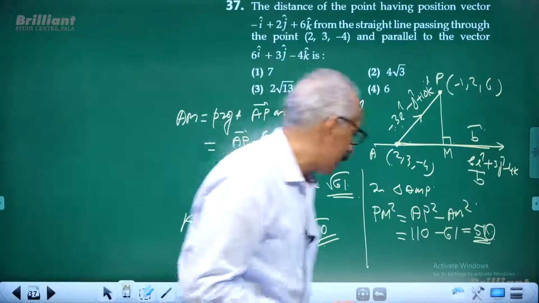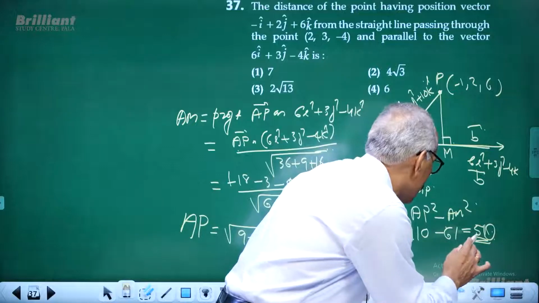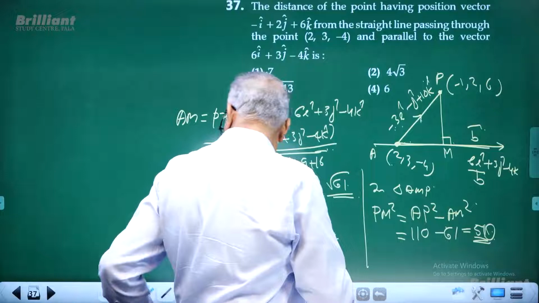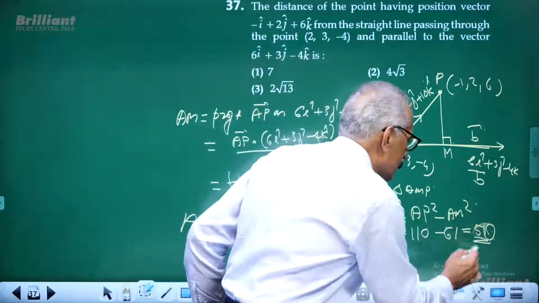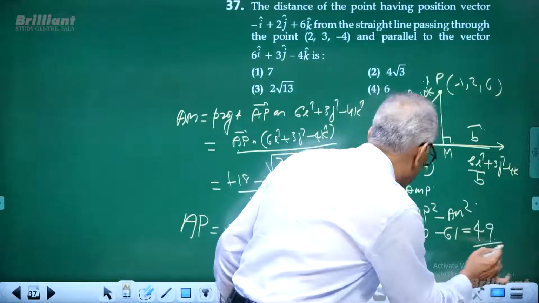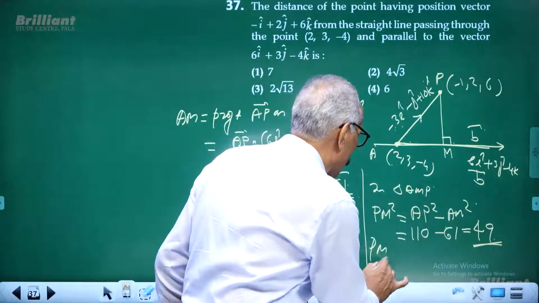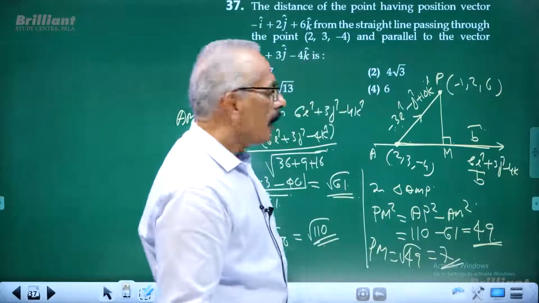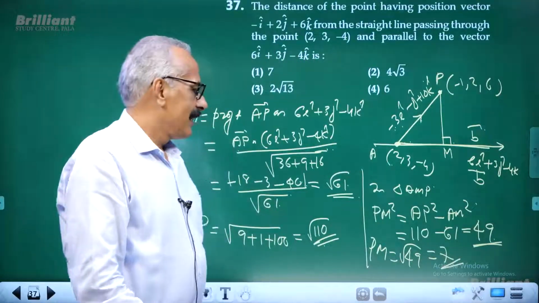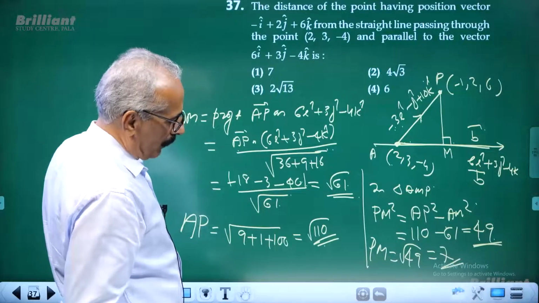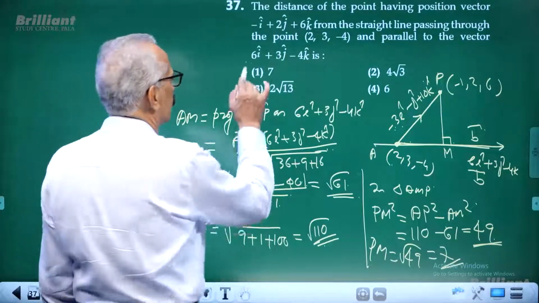All right, not 51. It is 49. Sorry, that's my mistake. That's a calculation error only. It is 49. So therefore, PM is equal to root over 49. That's equal to 7. Correct. 110 minus 61, that will be what there then? 49. So 7 is your answer.